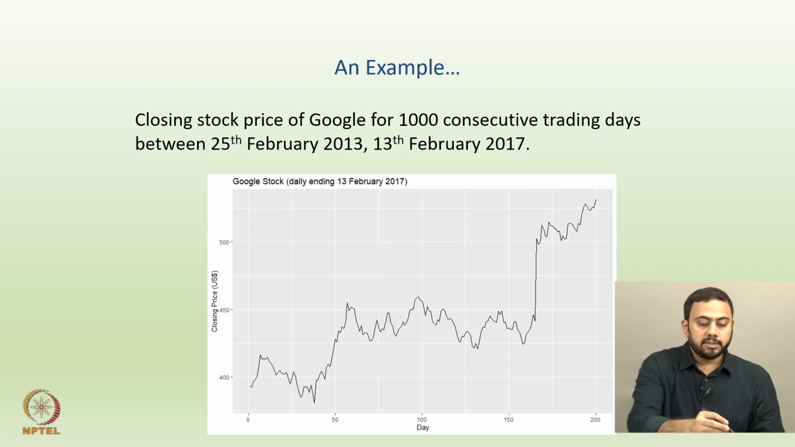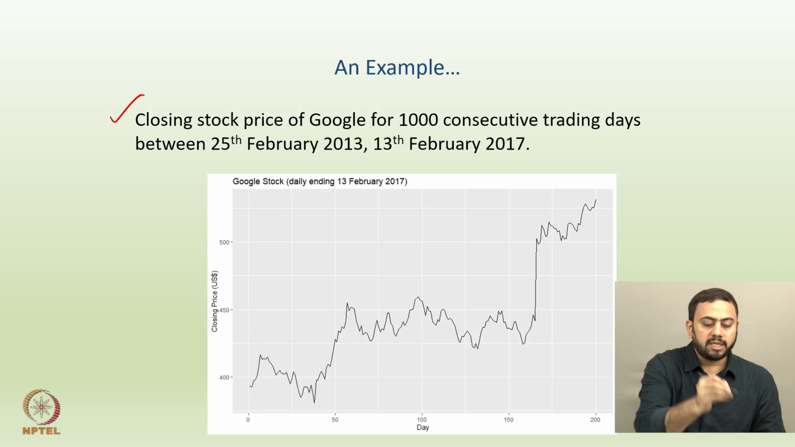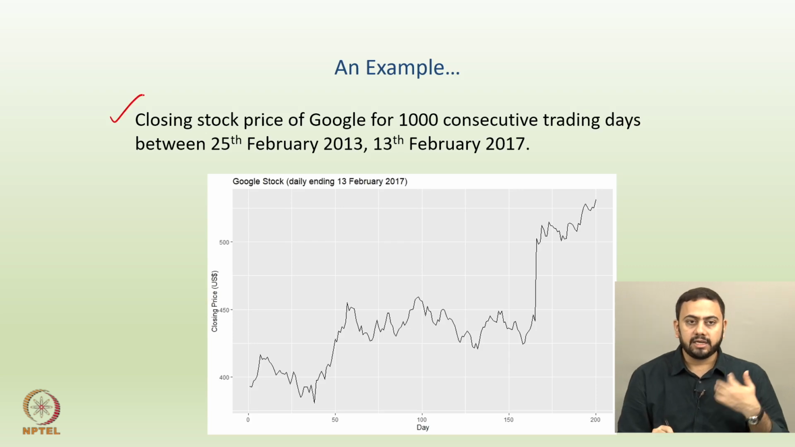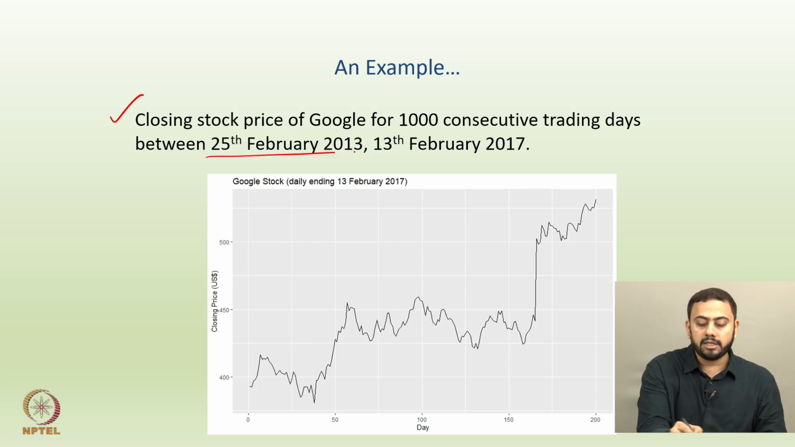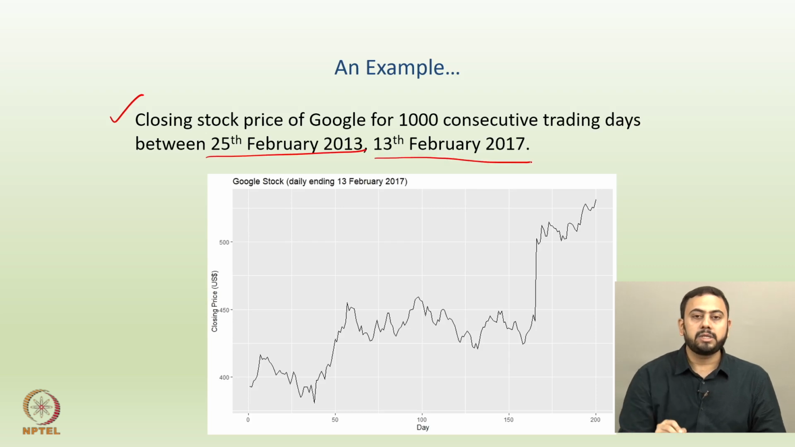Okay. So probably you must have seen this data sometime back in one of the earlier lectures. So what exactly is this? This is the closing stock price of Google for 1000 consecutive trading days between, let's say, 25th February 2013 and 13th February 2017, so roughly 4 years of data. And this is exactly how the time series of the Google stock price looks.